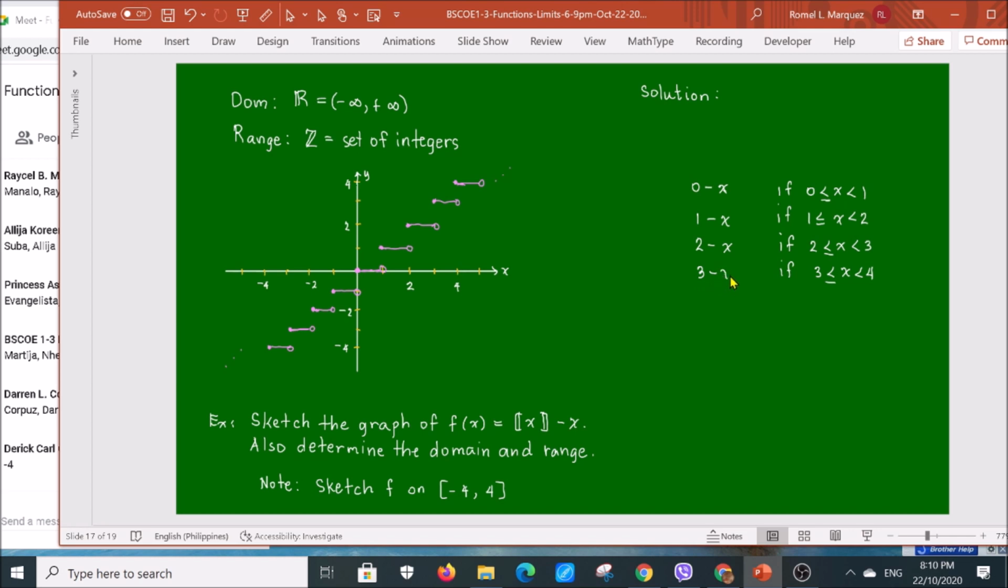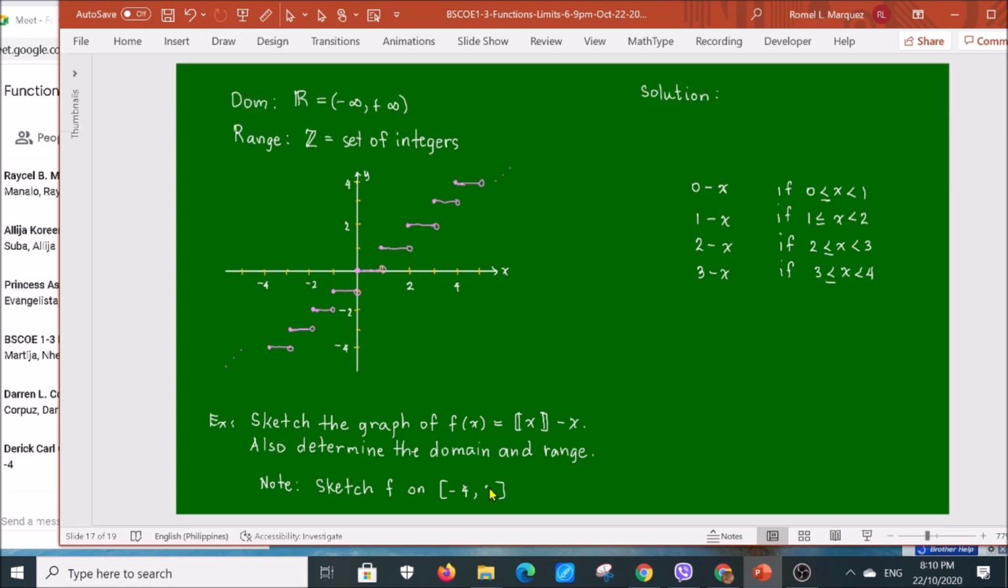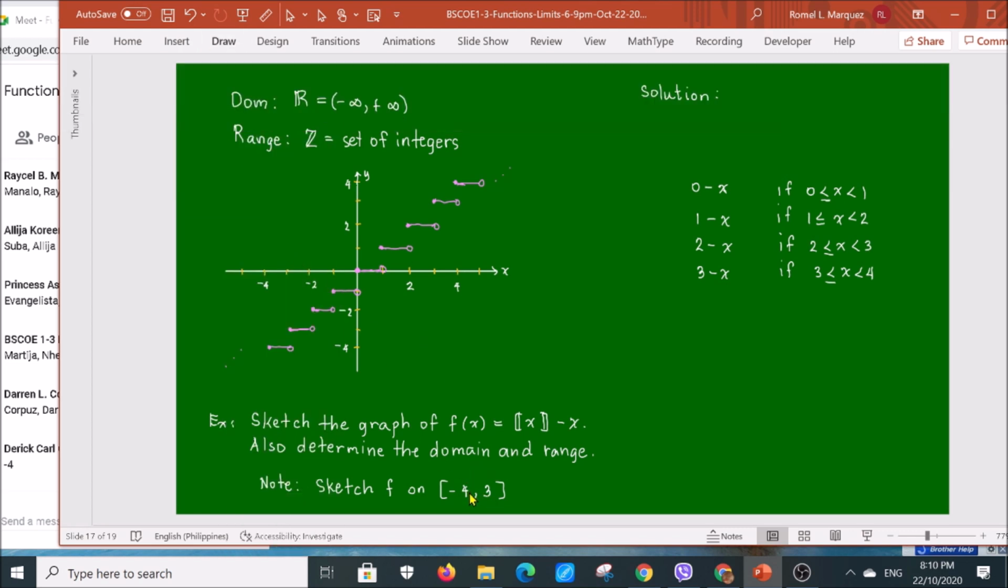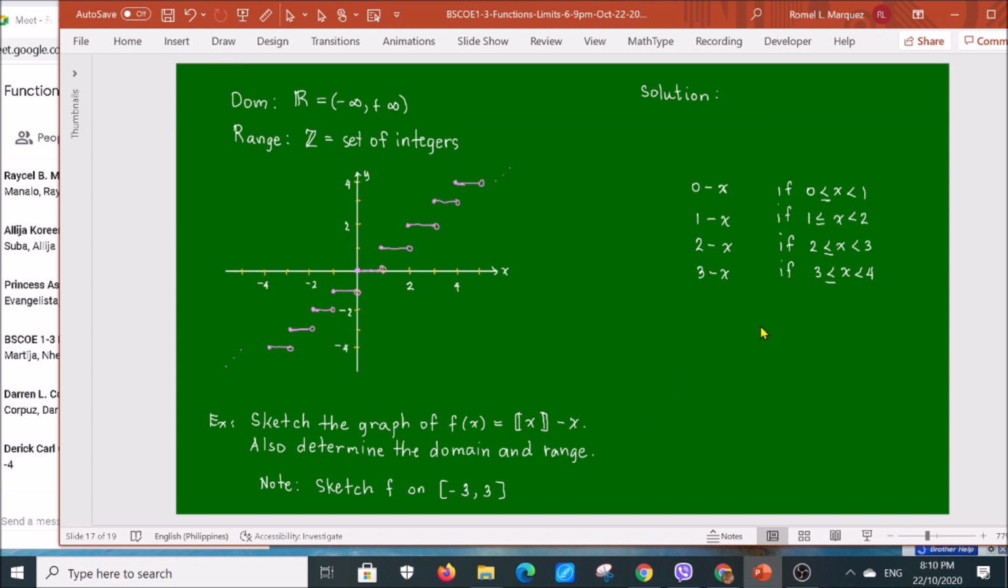3 minus x. And then the last one, it's too many. I'm going to decrease this one. Tired. All you need to know is at least how it looks like, no? Up to 3 only, to negative 3. Negative 3 to 3. Okay na yan. I no longer need up to 4.